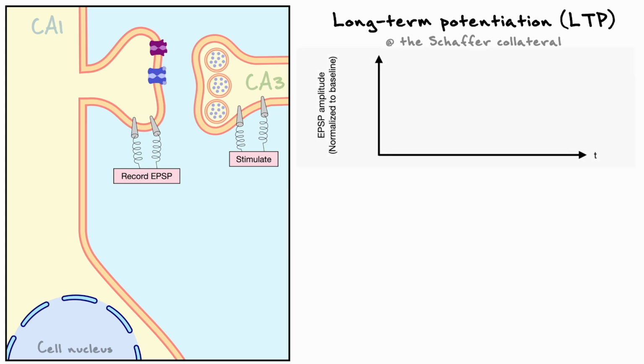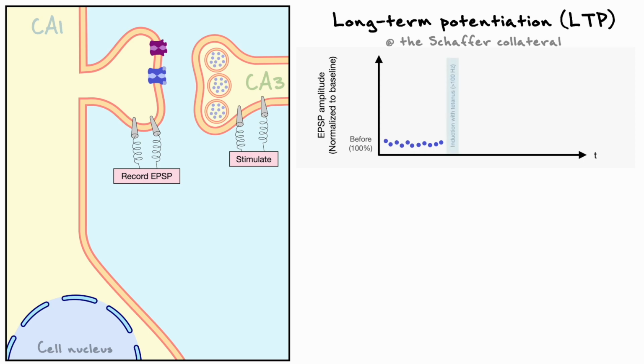When electric stimulations are done at a low frequency, let's say once or twice per minute, the amount of depolarization recorded on the postsynaptic cell is constant and passive. You will notice that the EPSP axis is normalized to the baseline, and the baseline corresponds to this first period when the cell is stimulated at low frequencies. Hence, the first responses that we see here are at 100%.